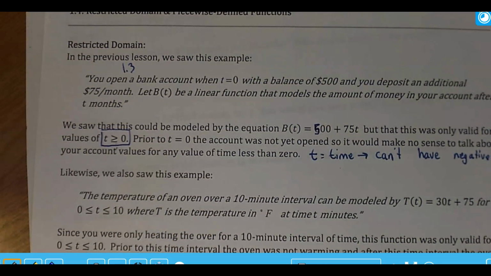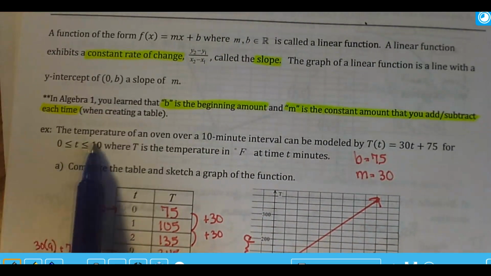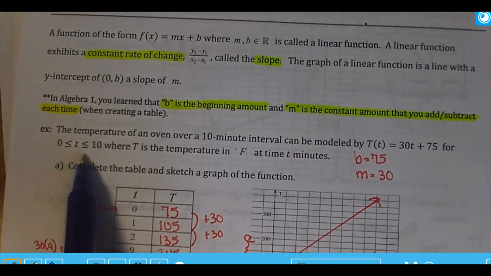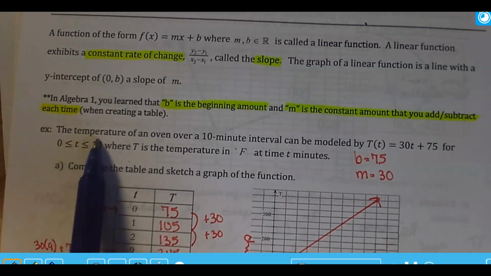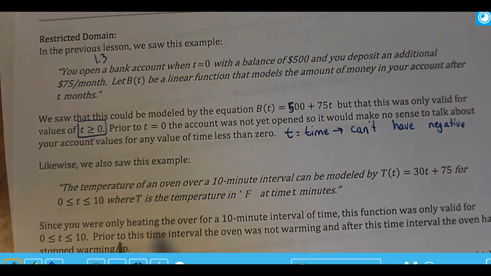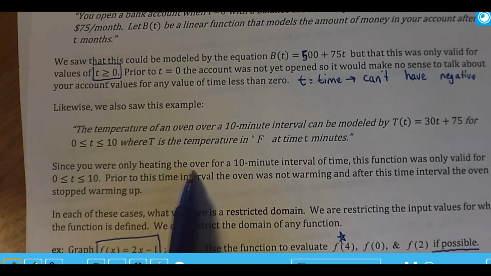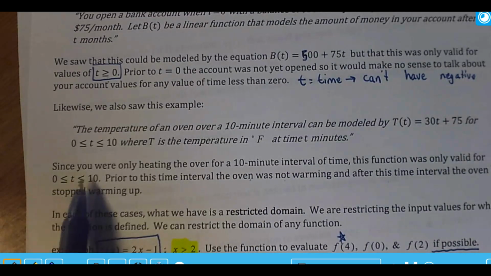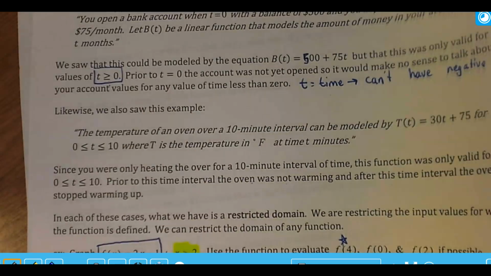And then there was this other example about the oven on page 16. So the temperature of an oven over a 10-minute interval can be modeled by this equation. What was happening here is this was when we turned the temperature on, and then we only needed the temperature to run for 10 minutes. And so that's why we had a domain restriction. So again, since you're only going to heat the oven for a 10-minute interval of time, this function is only valid for 0 to 10. 0 because you can't have negative time, and we don't need to run it for more than 10 minutes because we're just warming the oven. So keep that in mind as we go through some of these word problems.